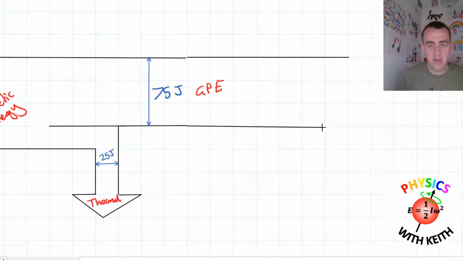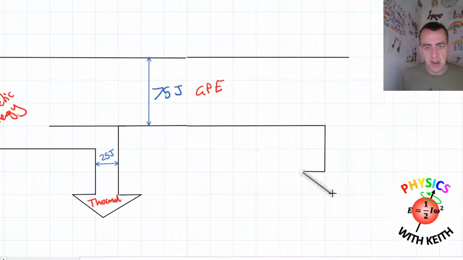Now this is going to transfer to kinetic energy, but not all kinetic energy. Some of the energy is going to come off as thermal energy. And it's probably not going to be as much as last time, because we won't be travelling as fast, because we've already lost some of the kinetic energy.